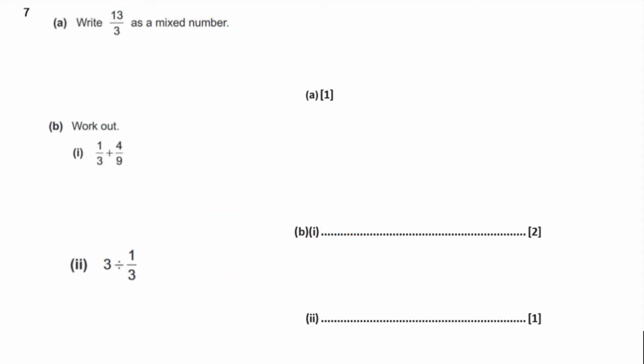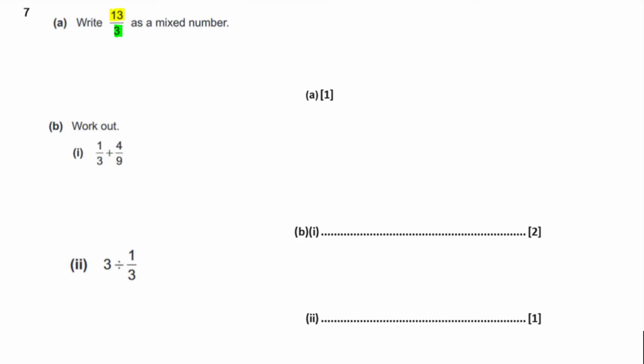More fractions in question 7. Hope you're getting on with your fractions, otherwise you're going to struggle in this paper, aren't you? So part A says write 13/3 as a mixed number. Now when you're converting a top-heavy or improper fraction into a mixed number, improper or top-heavy means this number is bigger than this one down here, isn't it? So the number on the top is bigger.